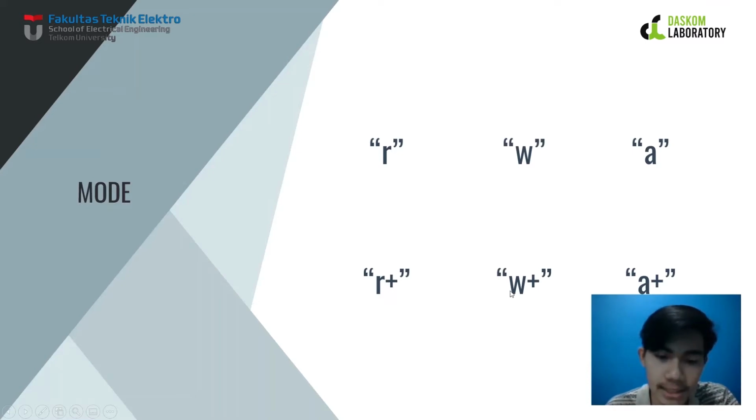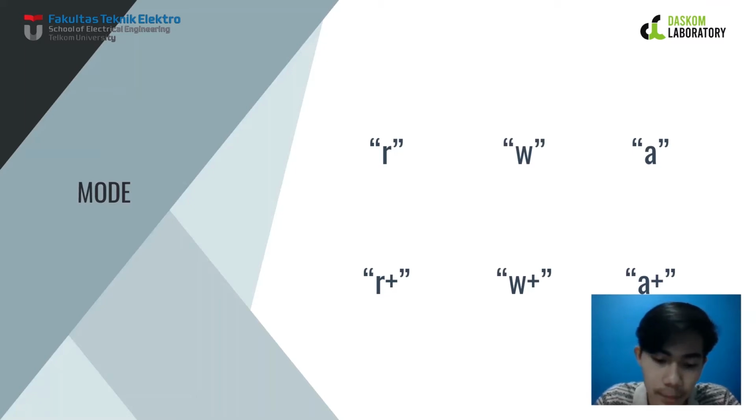Next, there is w+ mode. It means just like w, it will open the file for the writing process, but it can also be used for the reading process. There is also a+ mode. It means the same as a, but it can also be used for the reading process. There is a lot of misunderstanding between r+ and w+.